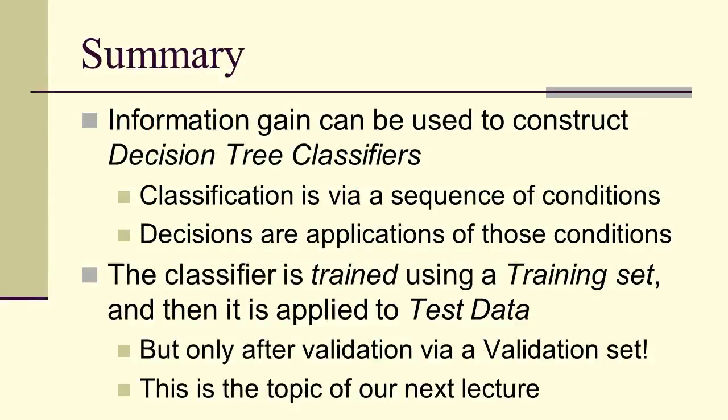So in summary, information gain can be used to construct decision tree classifiers. Classification via a sequence of conditions, and the decisions are applications of those conditions. Now, we haven't gotten into it, but we actually trained this using a training set and then applied it to test data and actually used validation. And we'll look at that in the next module when we talk about metrics.